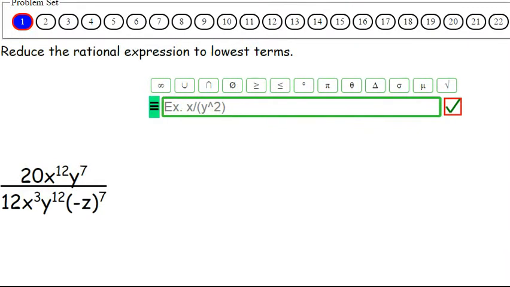1.2. Okay, so we've got 20x to the 12th, y to the 7th, over 12, x to the 3rd, y to the 12th, and then we've got this negative z to the 7th. Lovely.